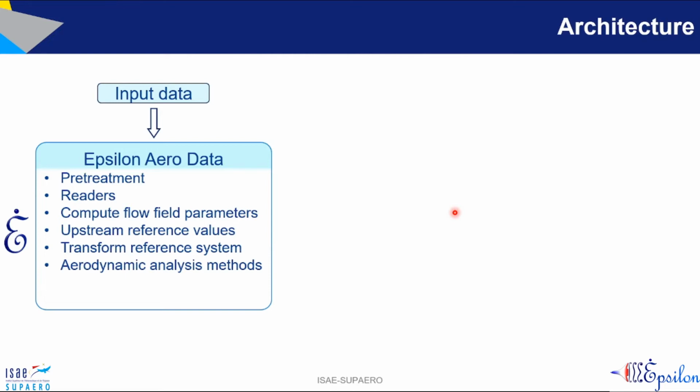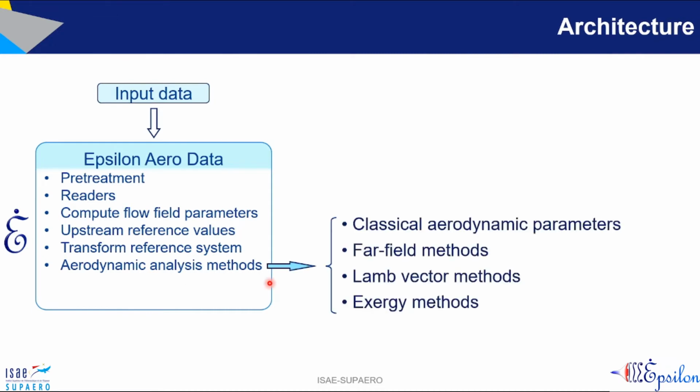Afterwards, once I have transformed all the vector parameters to the aerodynamic reference system, now I can tackle the computation of the aerodynamic analysis methods. And here I compute the classical aerodynamic parameters like total pressure deficit, entropy generation, and so on. But I can also compute other parameters that are related to the aerodynamic analysis methods like far field, Lamb vector, and exergy. Please note that the near field method is not computed inside Epsilon Aero Data. Instead, it is computed in a separate filter called Epsilon Near Field, and we will see that in a separate video.